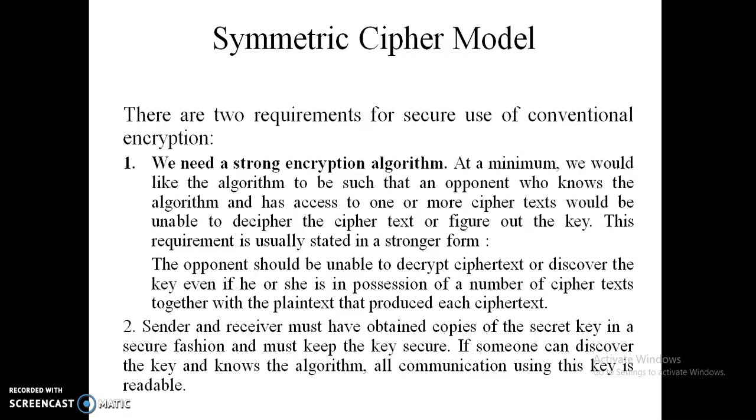Okay, once again I repeat this. There are two requirements for secure use of conventional encryption. The first one is we need a strong encryption algorithm. Suppose the algorithm is captured by a third party, eavesdropper or hacker, they should not be able to decrypt the message or figure out the keys, so the algorithm should be strong. The opponent should be unable to decrypt the ciphertext or discover the key, even if he or she is in possession of a number of ciphertexts together with the plain text that produced each ciphertext.